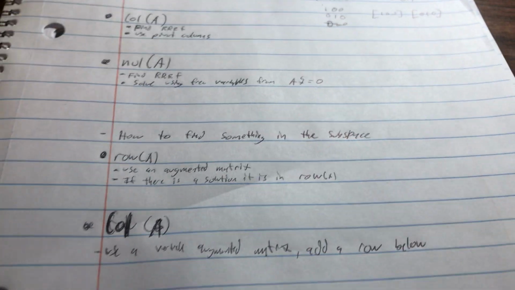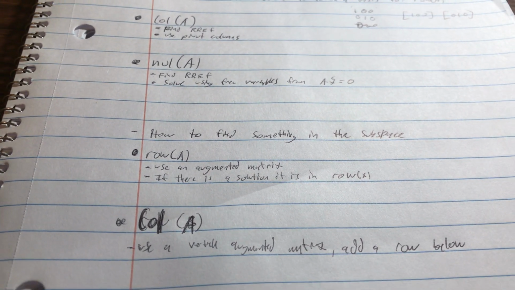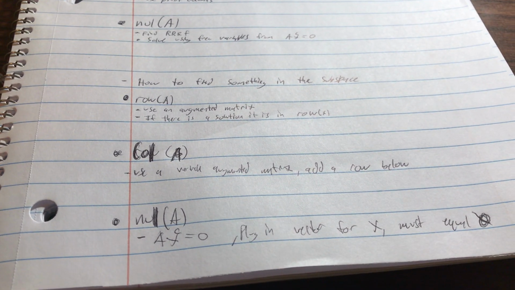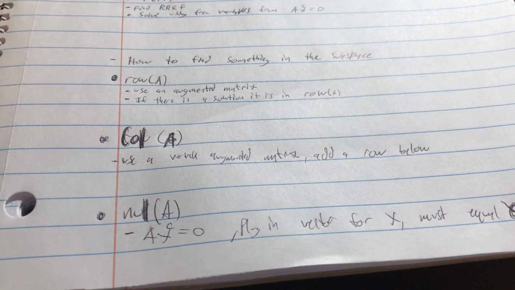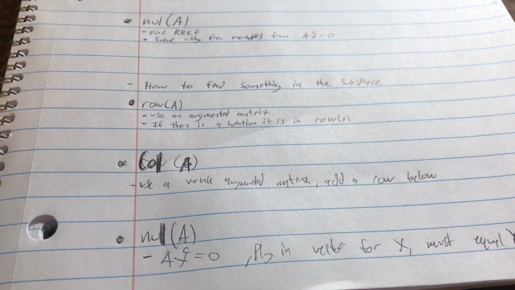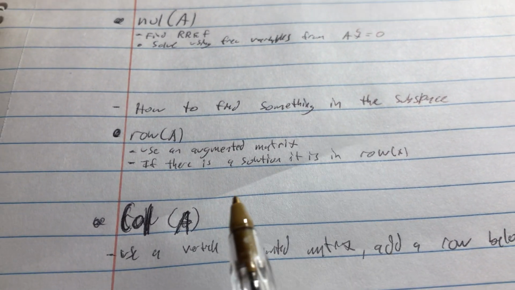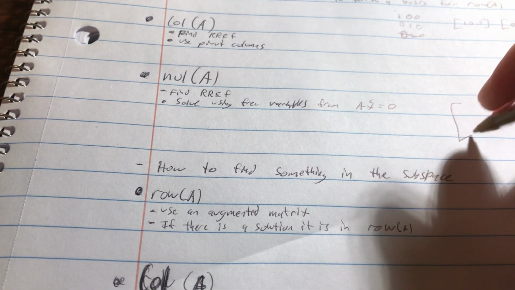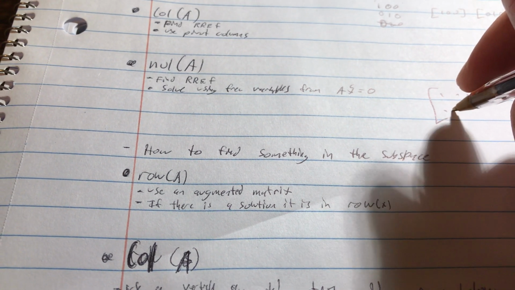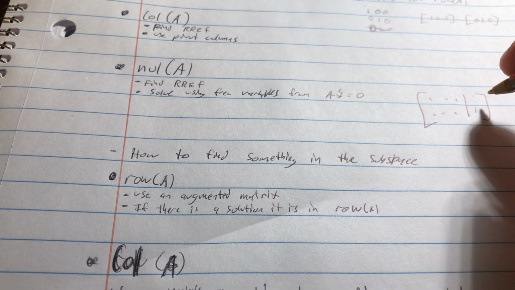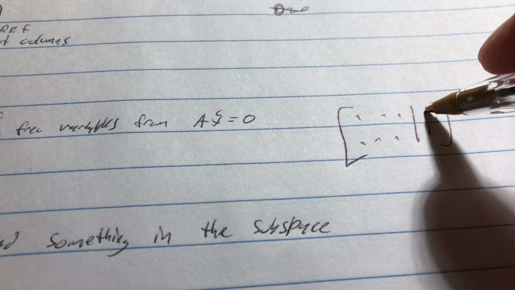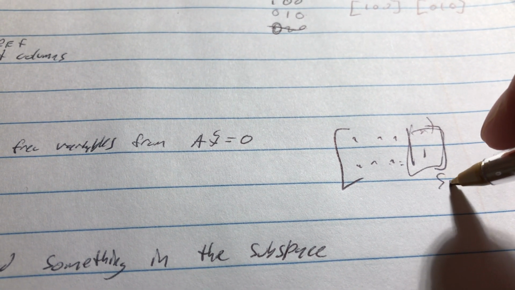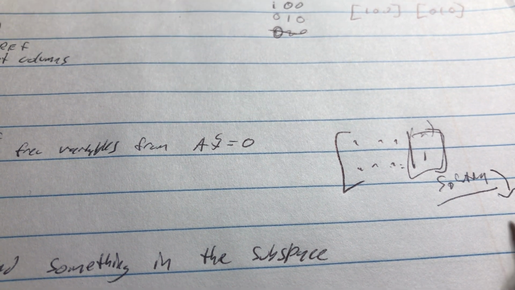Now, how to find whether something is in a subspace. So, for example, these are the subspaces again. Now the question is, is this in the row space? Is this in the column space? Questions like that are kind of easier. For the row space of A, you're going to set up an augmented matrix, with the rows of A, and the vector that they're asking about goes here. If there's a solution to this, then it is in the row space.